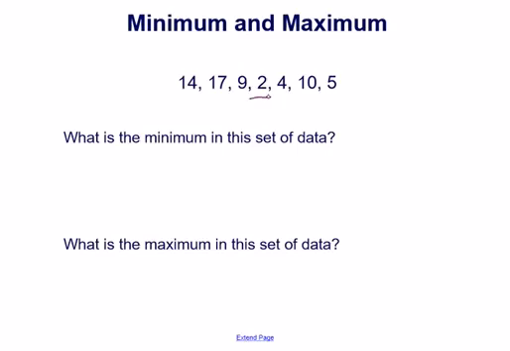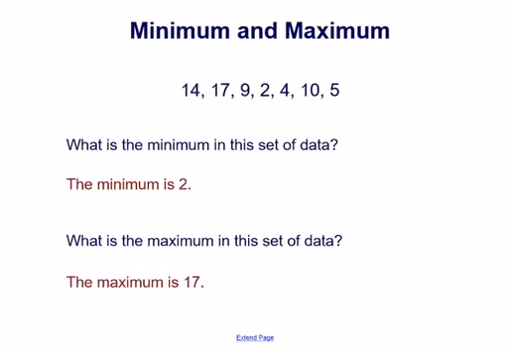Then it's asking for the maximum in the set of data. The maximum is the largest value in the set of data. You're looking for your highest number, so in this list that would be 17. So the minimum is 2 because that was the least or lowest number out of all the numbers, and the maximum is 17. It was the highest or the largest value compared to all the other numbers.